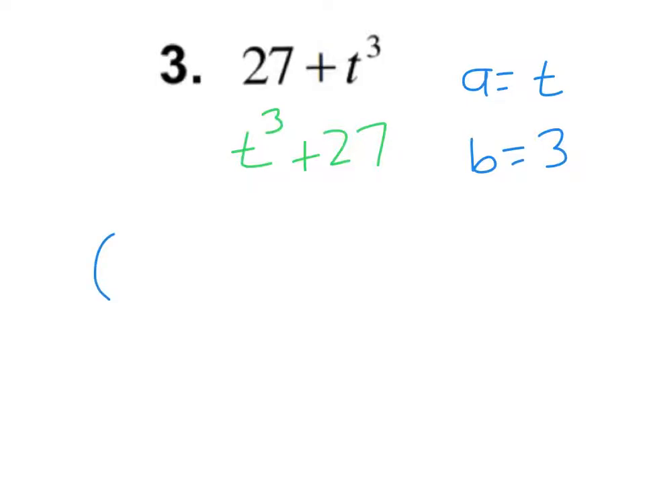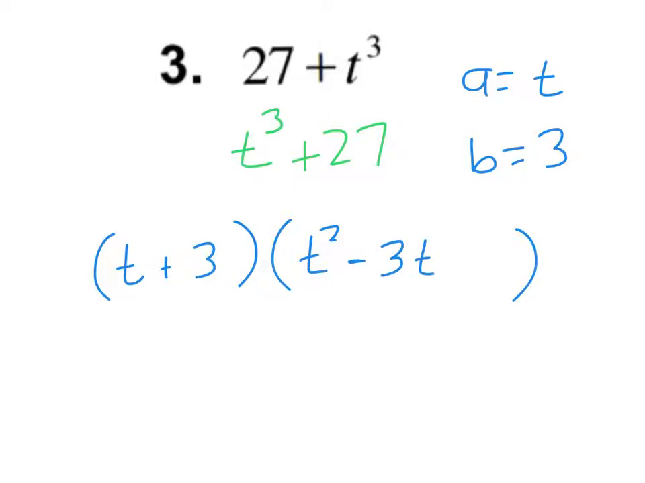Now plugging into the formula, this is a plus b times a squared minus ab plus b squared, which is 9.